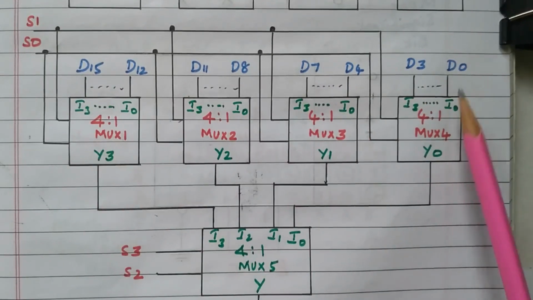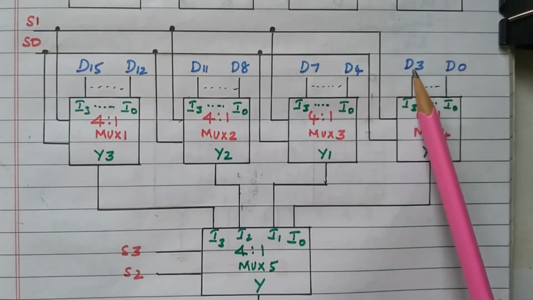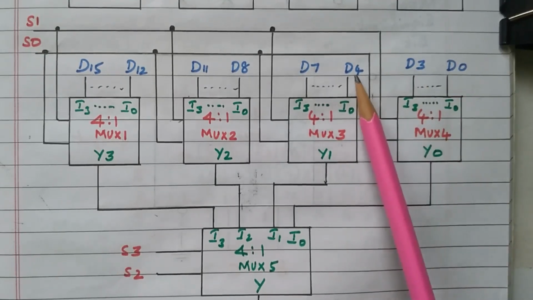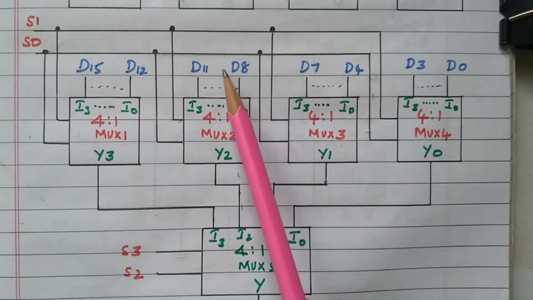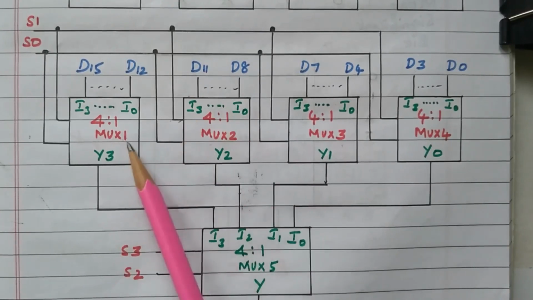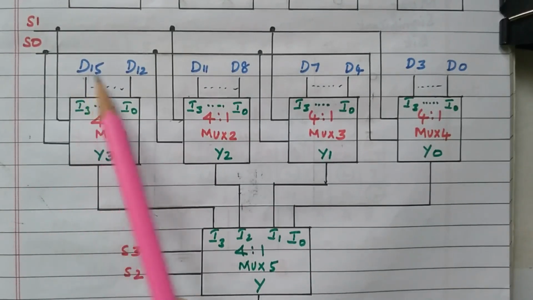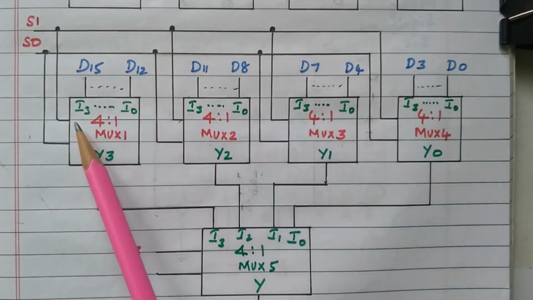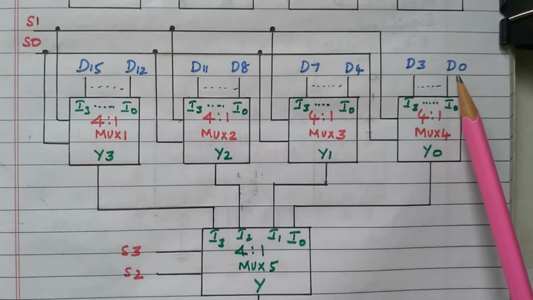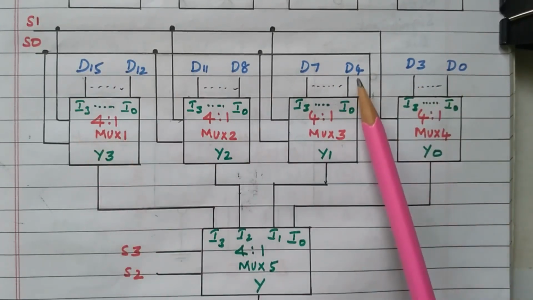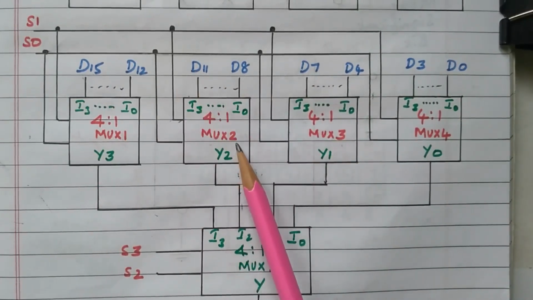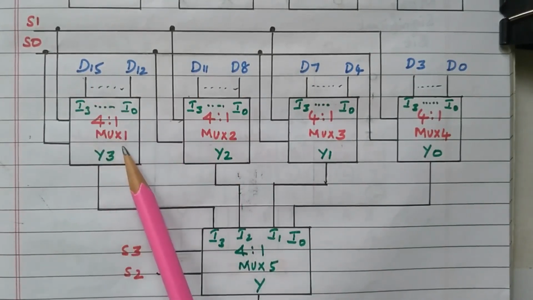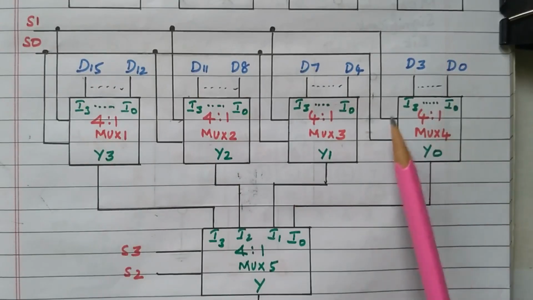So the multiplexer 4 having D0, D1, D2 and D3. Multiplexer 3 having D4, D5, D6 and D7, 4 data. Multiplexer 2 having D8, D9, D10, D11, 4 data. Multiplexer 1 having D12, D13, D14 and D15, right? So out of 16 data, 4 data are connected to the 4 multiplexers. D0 to D3 connected to 4th multiplexer, D4 to D7 connected to 3rd multiplexer, D8 to D11 connected to 2nd multiplexer, D12 to D15 connected to 1st multiplexer. So there are 16 data.